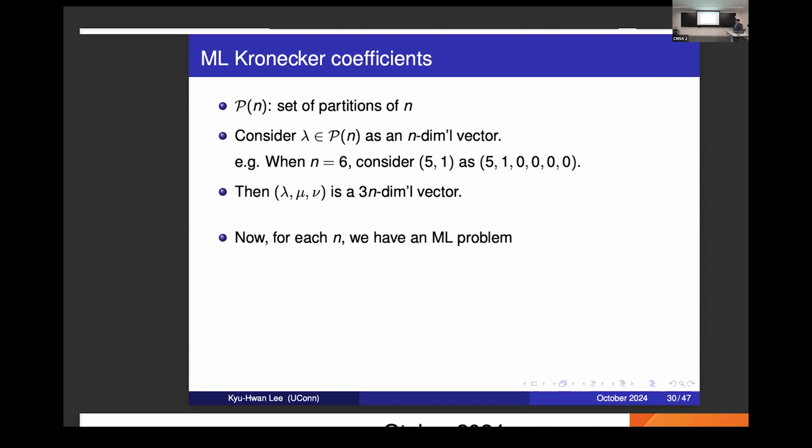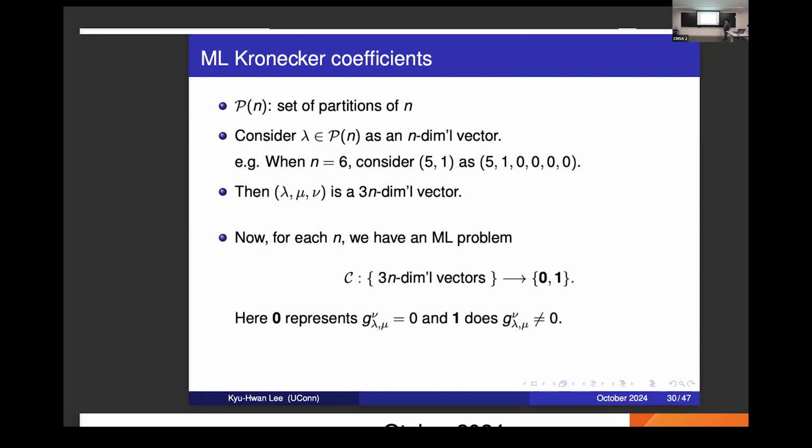So now for each n, we have a machine learning problem. The setup is not difficult in this case. We have 3n-dimensional vectors coming from the triple of partitions. And then the target is 0 or 1. 0 represents the case when the Kronecker coefficient is 0, and 1 means it is non-zero. Okay, then this is a binary classification problem.